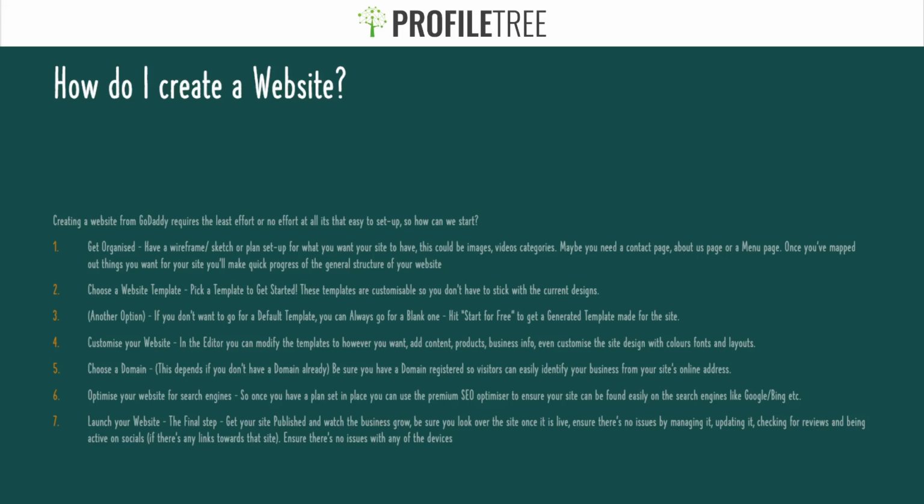Number 6 is optimize your website for search engines, so SEO pretty much. Once you have a plan set in place, you can use a premium SEO optimizer to ensure your site can be found easily on search engines like Google or Bing.